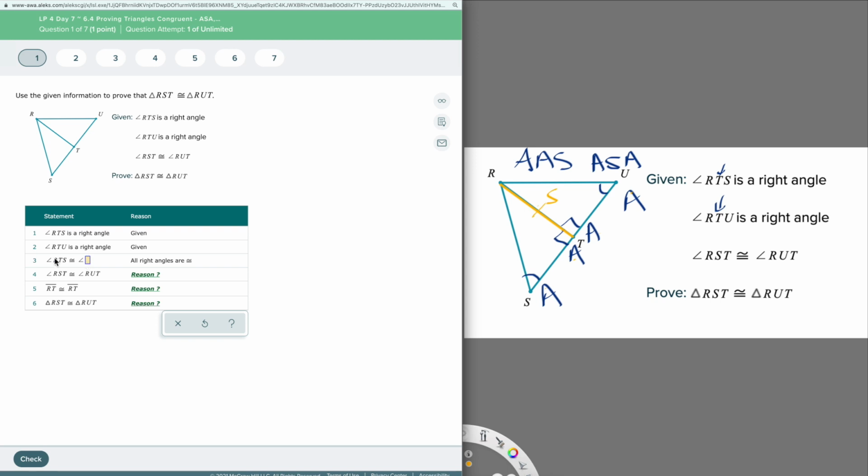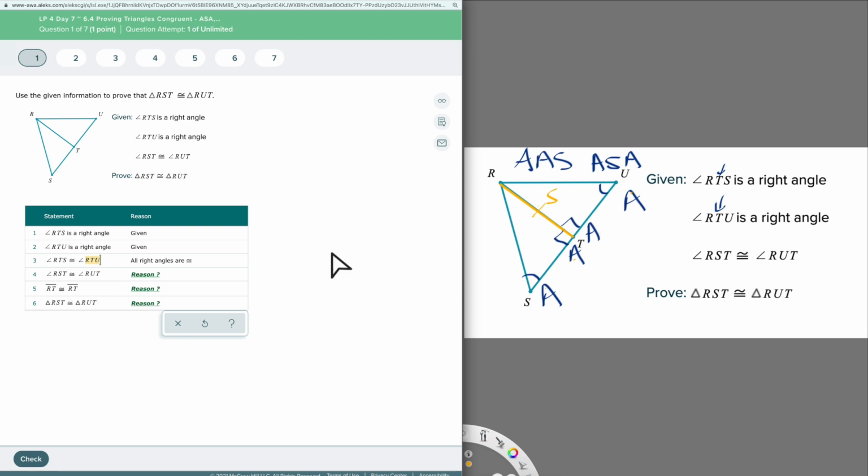So now I have RTS is congruent to RTU. And how do I know that? Well, remember, they're both right angles. We were given that information up here. And all right angles are congruent. So now I have RST is congruent to RUT.